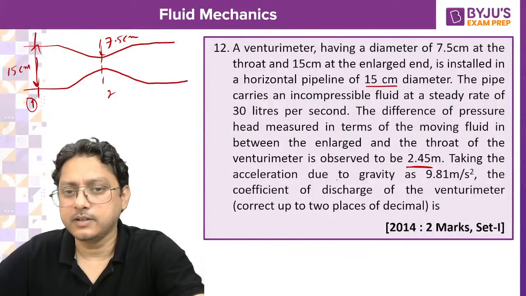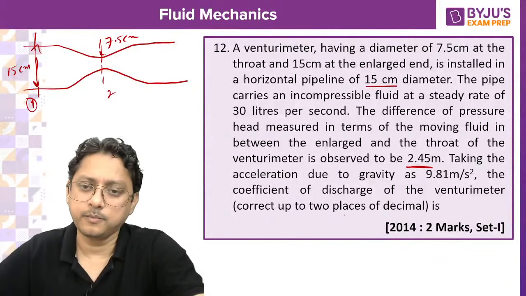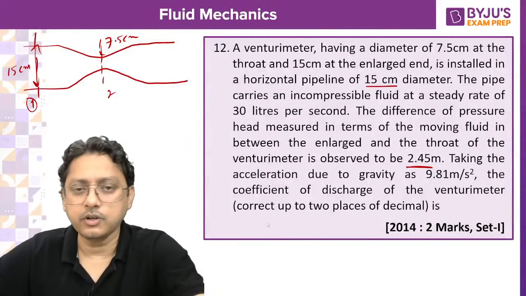Then what he is asking, taking the acceleration due to gravity 9.81, the coefficient of discharge of venturimeter, correct up to 2 decimal. So what will be the coefficient of discharge?